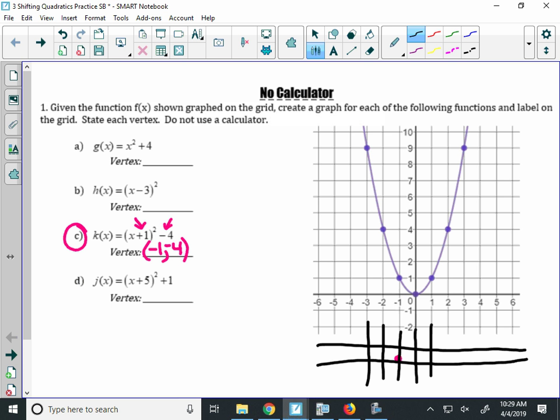There we go. Close enough. All right. So, -1, -4. Let's identify the transformations that happened here. That'll help us. When I went +1 inside the parentheses, that means you moved left 1. Remember, inside the parentheses is left or right, and it's the opposite of what you think, right? So left is plus. The minus on the outside means you went down 4. And if I look at my vertex, that does seem to make sense. From the original, it looks like I went left and then down.